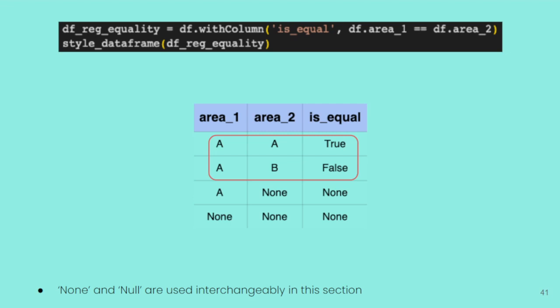So far, so good. But when asked if A equals none, we get none as a result, as if PySpark tells us, I don't know how to answer this question. Furthermore, even comparison between two nulls equals null.